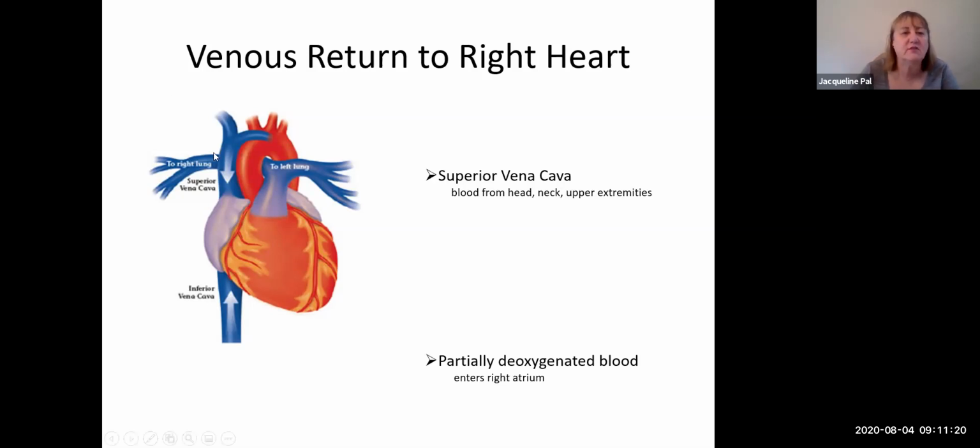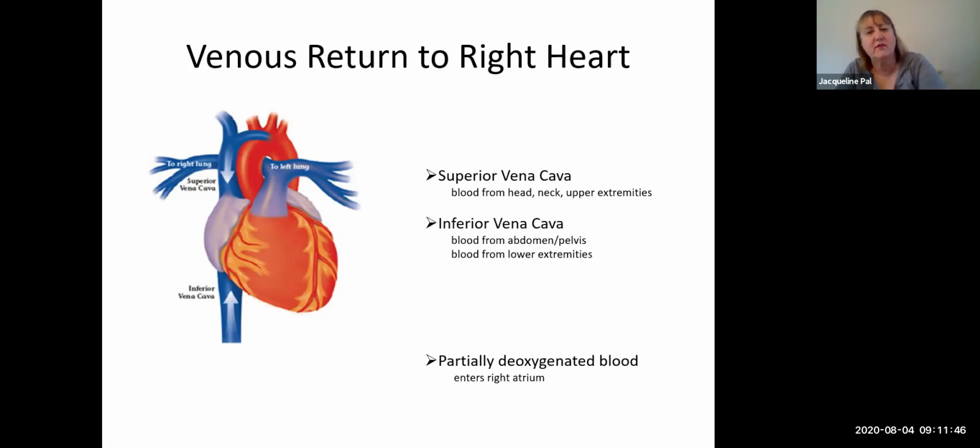The first one is the superior vena cava, which empties all the blood coming from the head and the neck and the two upper extremities. So everything in the chest and higher enters the heart from the superior vena cava. Entering in the bottom part of the right atrium is the inferior vena cava. So all the blood from below the diaphragm, from your abdomen, your pelvis, and your extremities, all of that will enter the heart through the inferior vena cava.